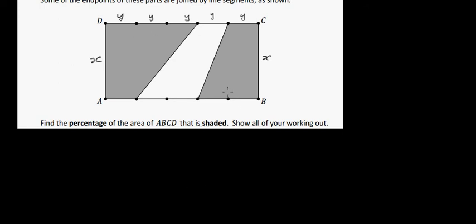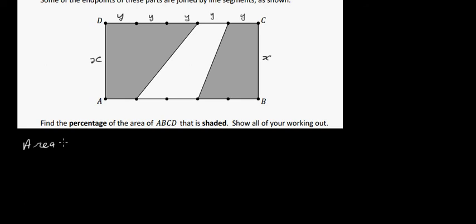They're all equal lengths. So what I'm going to do now is find the area of the entire rectangle. Then I'm going to find the area of the shaded regions. And then I'm going to get the area of the shaded region as a percentage of the whole, the area of the whole thing.